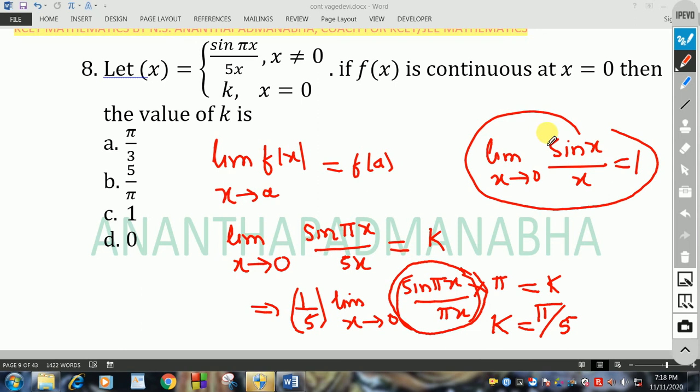Okay, actually there is a mistake while typing the options. Here it is pi by 5 in fact, so pi by 5 is the right answer. Option A is correct here. So we'll move to the next question.